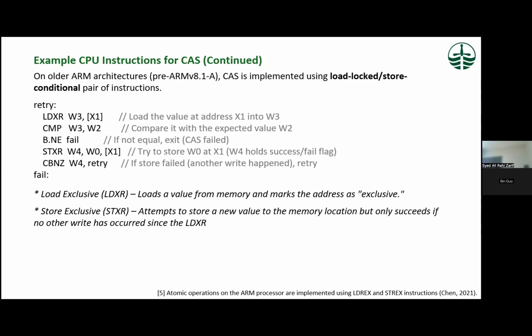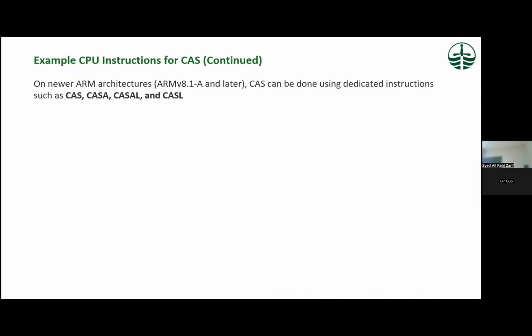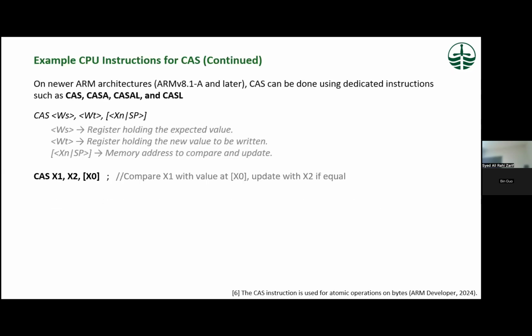Good. Now, this is the latest version of the ARM architecture, like ARM 8.1 or later. We have built-in instructions for the machines, like CAS or CASA or the other variants, that we can use to do the same thing. If you want to read more about this, you can go to the ARM Developer reference, 2024 version, to know more about the CAS operation in ARM architecture.